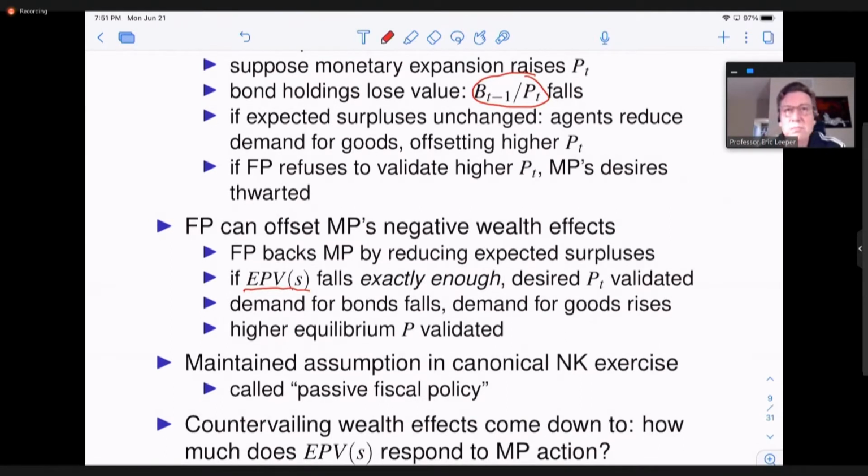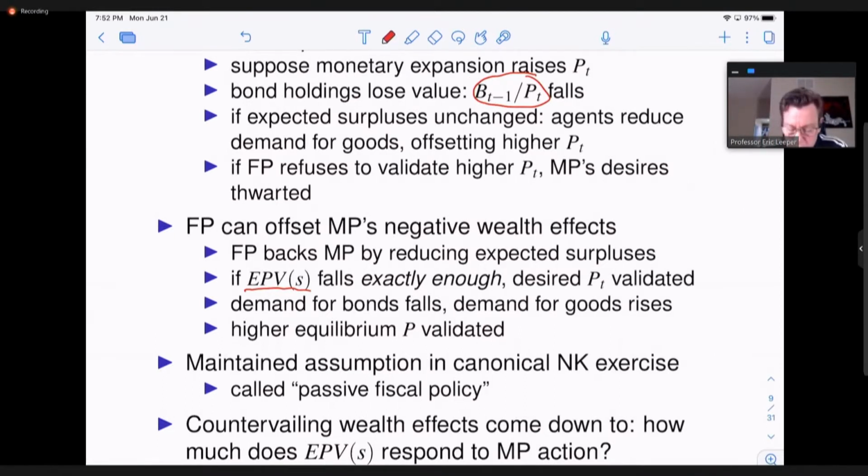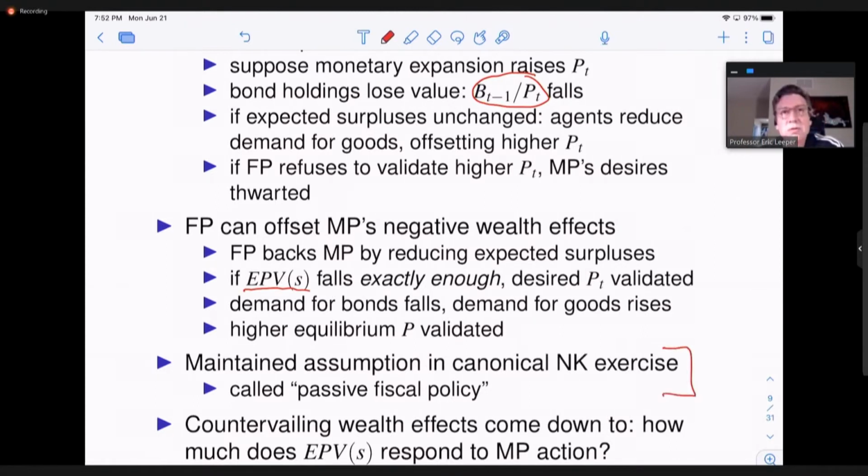And this maintained assumption is what shows up in essentially all the canonical New Keynesian exercises. And as far as I know, every central bank that I've ever been exposed to that uses some version of a New Keynesian model builds in this assumption, which is called passive fiscal policy, which completely trivializes fiscal policy. Okay, so we've had these countervailing wealth effects. Monetary policy has one kind of effect, fiscal policy has another kind of effect. And so these things come down to the question, how much does the expected present value of surpluses react to a monetary policy action?